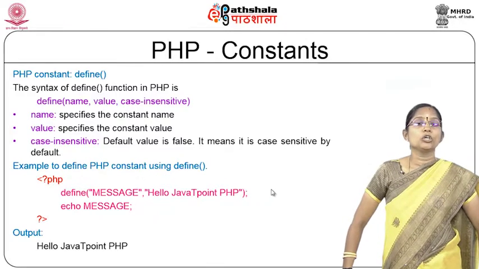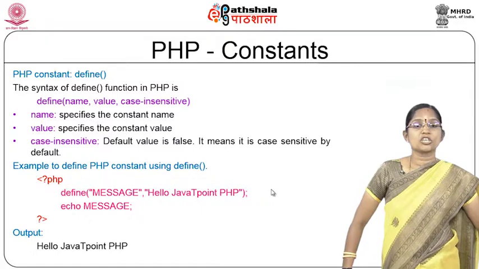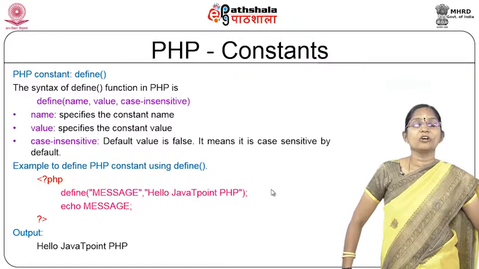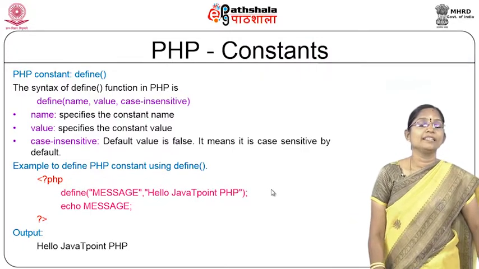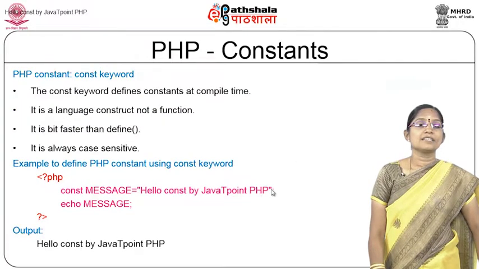You can go through one: define, message, comma, hello Java, t.php. So message is a constant name. According to that constant name, the value hello Java has been assigned to it and the message has been printed. This is the second form in which you can see that the constant keyword has been used. Message is again the constant name and the value has been given inside the quotes. Now the constant, that is echo message, which is the constant name, has been printed here.